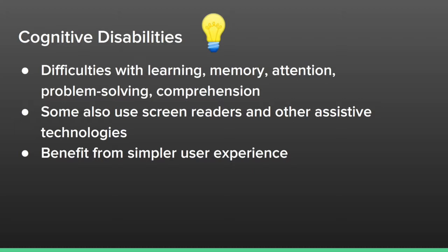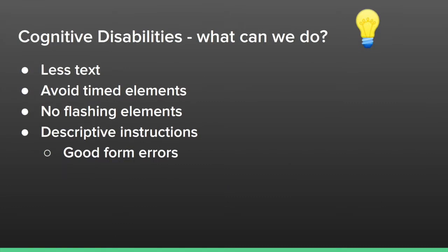So some of them will use screen readers and other assistive technologies, but it's probably going to be just normal users trying to use your site, and then they're going to get frustrated a lot more easily. So they're going to benefit from a simpler user experience, and then also just less text, avoiding timed elements, like this is going to expire in 5 minutes. That's really scary. It might take me a really long time to fill out this form. And then flashing elements, we don't want to do that. That's just scary. I think we're done with text flying across the screen. I think we're just done with that. And then also forms, we want to make sure we have really descriptive instructions and good form errors that tell you what you need to fix, so you're not just trying to appease your form for 10 minutes trying to figure out what to fix.